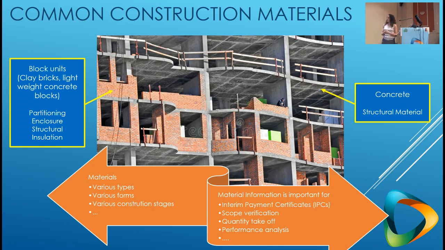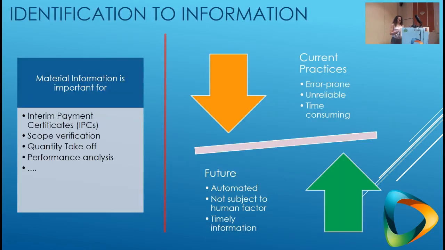So material information becomes very important for us in construction management and in some other purposes like interim payment certifications, for scope verification, for quantity takeoff calculation. If you know what type of material it is, you can have the associated cost with it to calculate the cost information, or we can even need it for energy performance analysis. We need to know the type of the equipment, the material that we are using. So this material information can only be used if we can identify the material correctly.